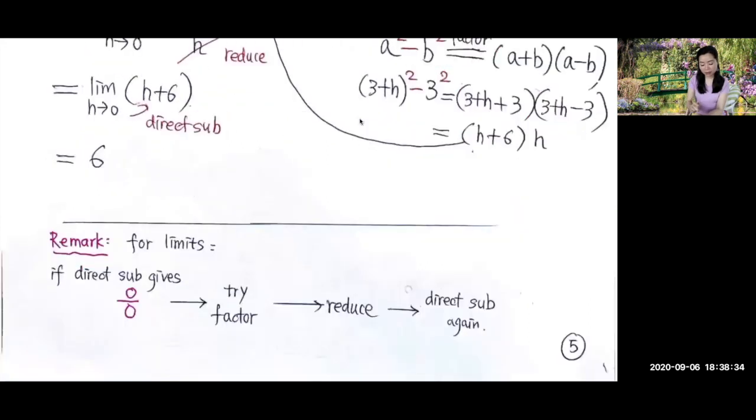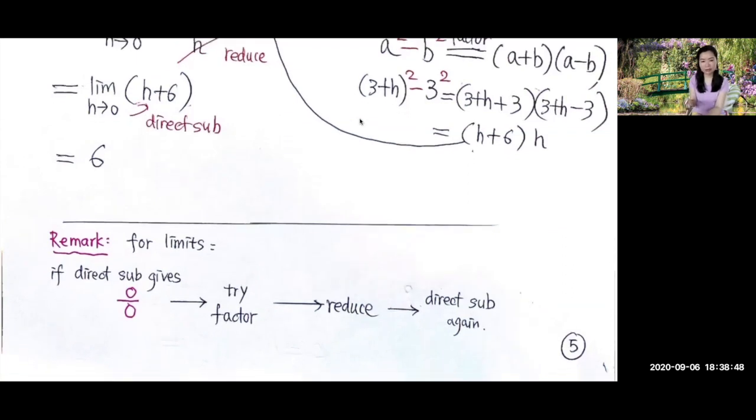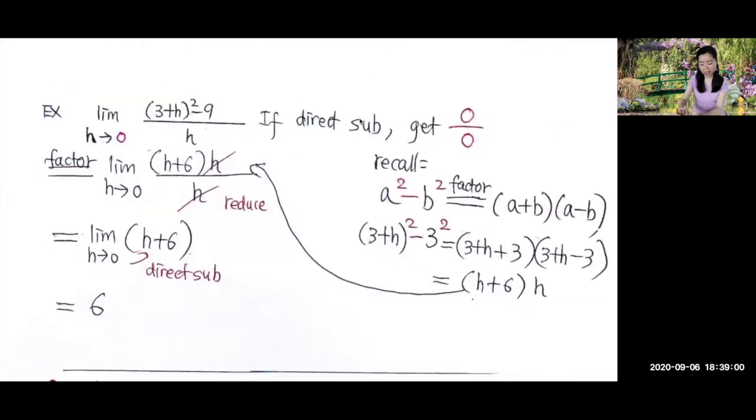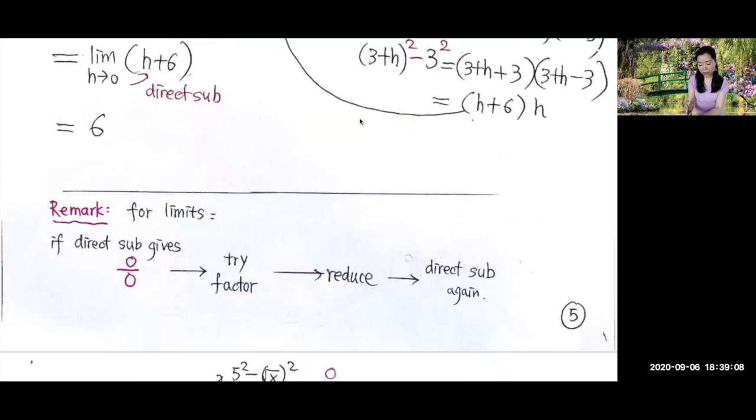So I make a remark here. If you have a limit of a quotient, and if you do a direct substitution that gives you 0 over 0, then we will try to factor, okay, and see if you can reduce it. So over here, you can reduce out this common factor, right? Reduce it. And then you can try direct substitution again.